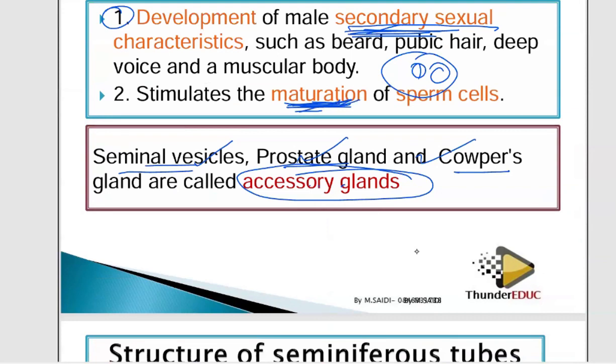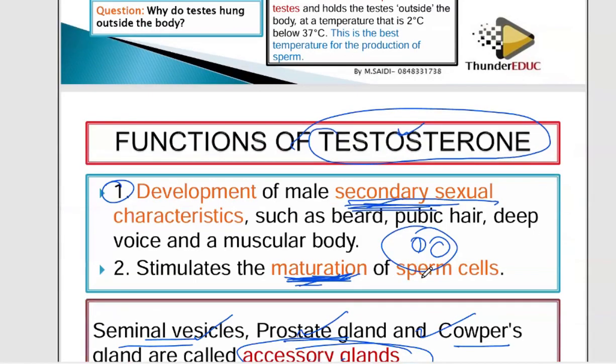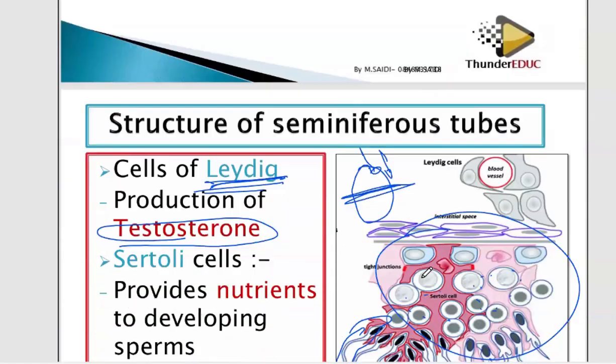Remember, we said that sperms are maturing in the epididymis. You see how we said it stores sperms and allows them to mature. It means that this testosterone has an effect in this epididymis. Yes. So that is number one.